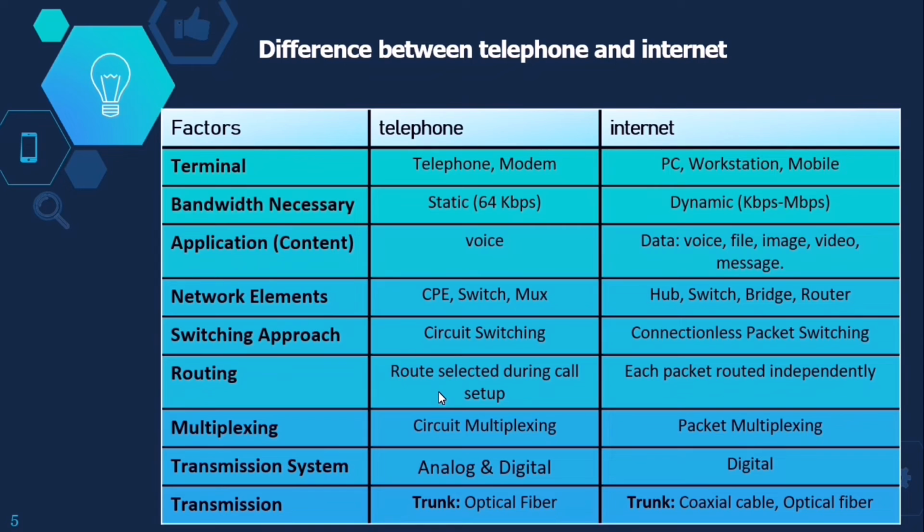In addition, telephone uses circuit switching, but the internet uses connectionless packet switching. Finally, the telephone system transmission is both analog and digital, but the internet is just digital.